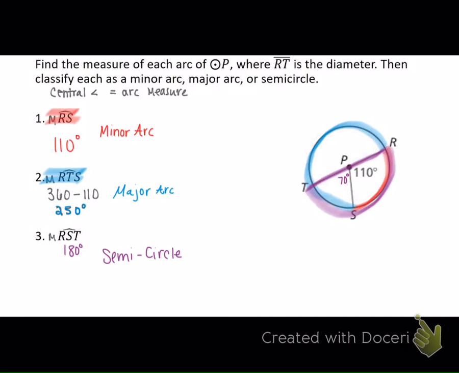So questions on finding minor, major, and semicircles. We'll be doing more with this, but any questions there? Like I can see that semicircle, but how did you do it? So since I knew it was a semicircle, I knew this had to be 180 degrees, so I did 180 minus 110, which is 70. Does that make sense? Yeah.